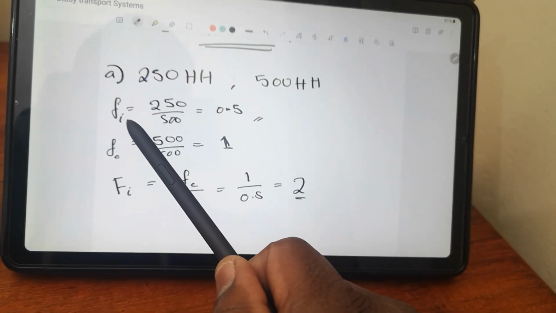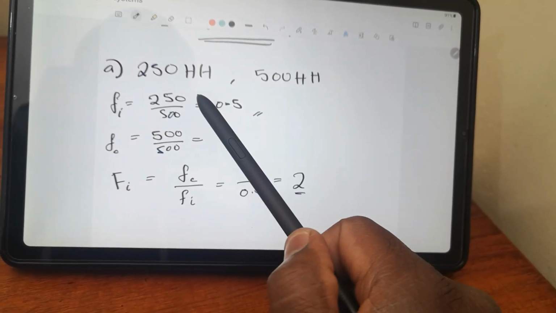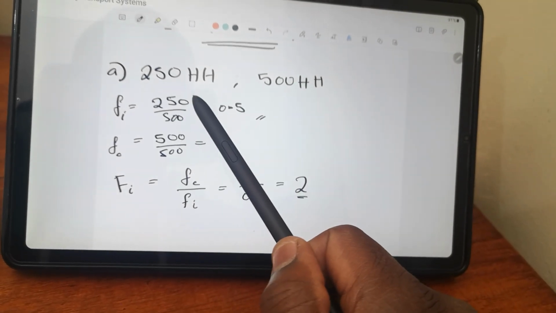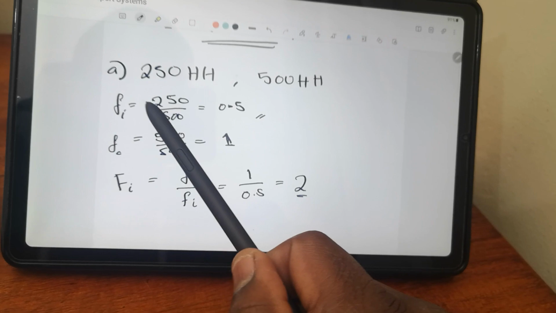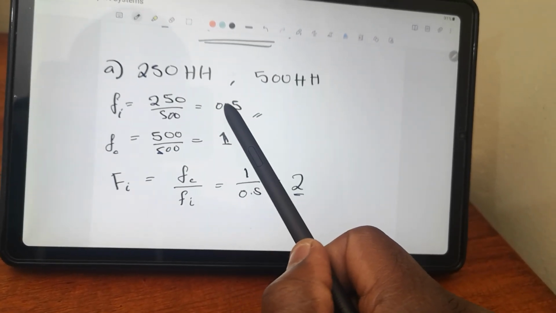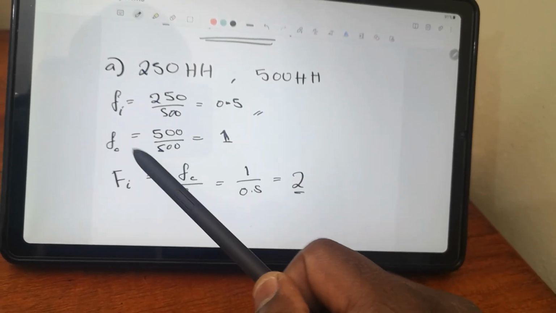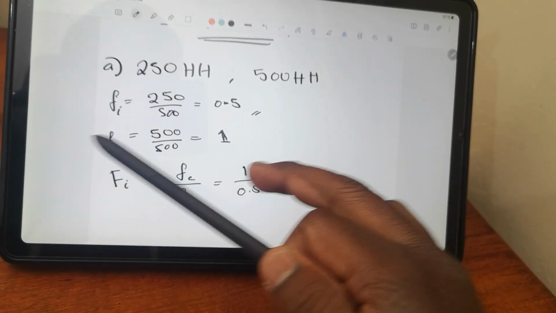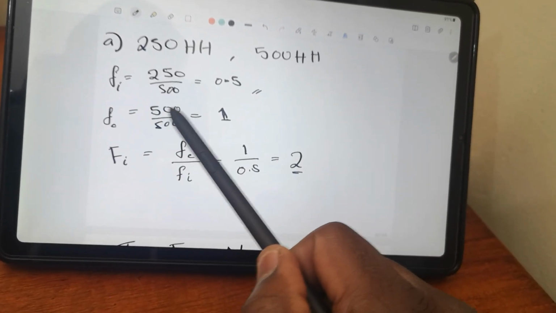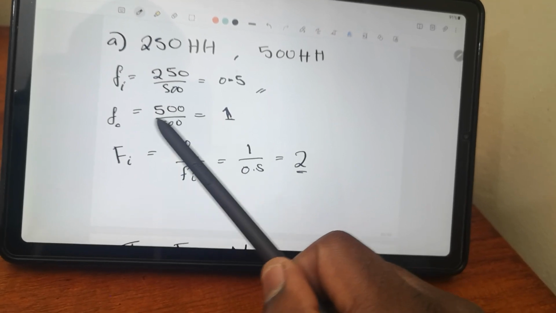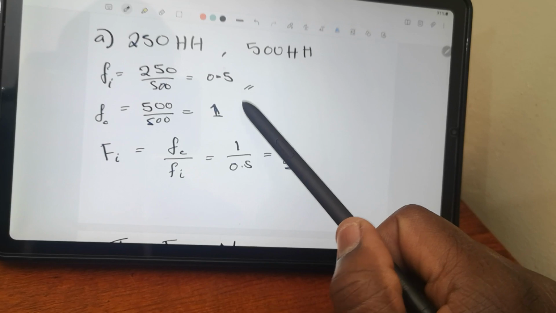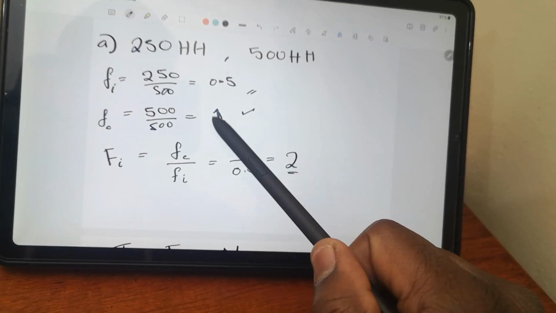For our first set of conditions, we first find the ratio of households owning cars. The initial ratio is that 250 own cars, and 500 is the total number of households. So out of the 500 households, a ratio of 0.5 own cars. Then the future condition is that 500 now own cars, so 500 over the total of 500 households, meaning the ratio of people owning cars in the future is 1.